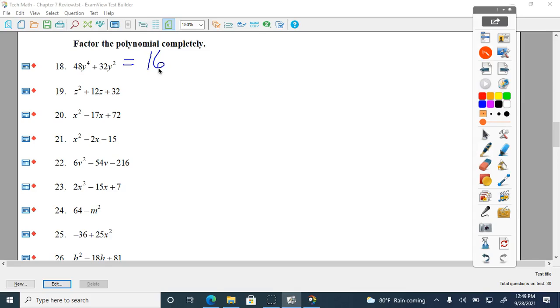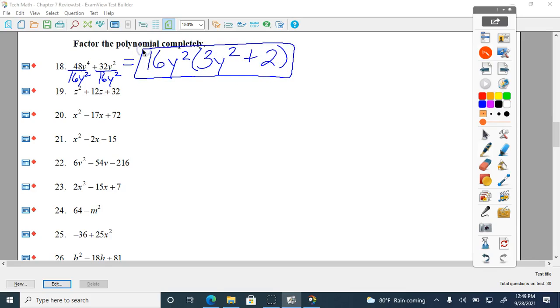It'd be y squared. So that's my greatest common factor. I'm going to factor that out by dividing my polynomial by 16y squared. What's 48 divided by 16? 3. Y squared. And then y to the 4th over y squared is y squared. 32 over 16 is 2, and the y squared is canceled. Is that literally all you do, Coach? For that one, yes. Because can I keep factoring 3y squared plus 2? No, sir. I cannot. I'm done there. Beautiful. Everybody good?